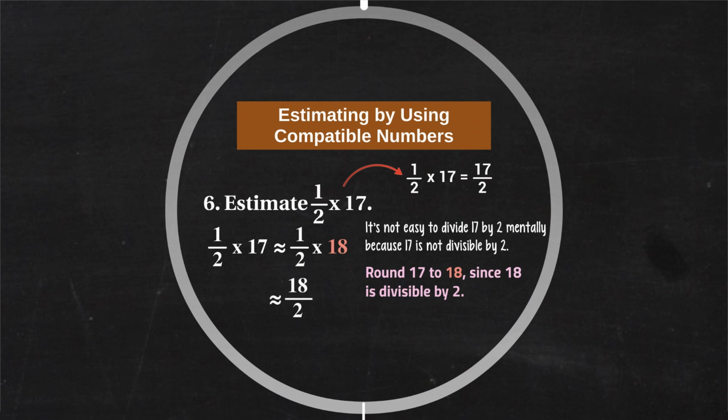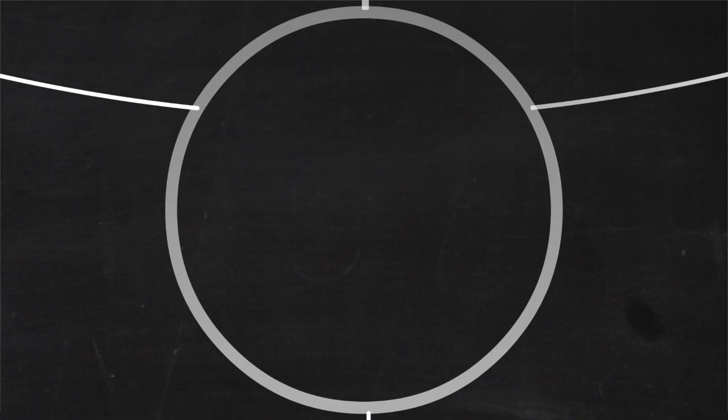Multiplying gives us 18 over 2, so we will simplify the product that we got. We all know that 18 divided by 2 is 9. Thus, the product is about 9. Let's solve the last example.